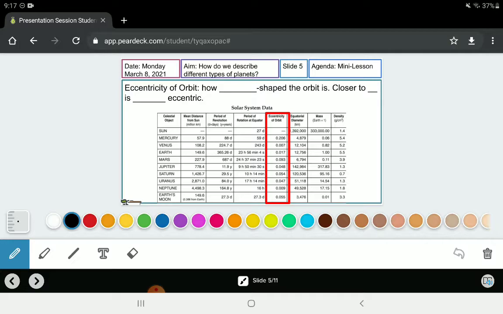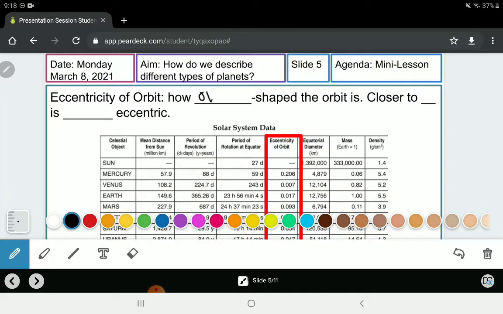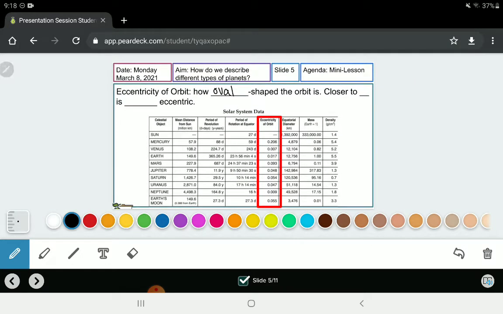So eccentricity of orbit. This is going to be how oval shaped the orbit is. If we remember going over eccentricity last week, that's how oval shaped the orbit is. So notice that all of these numbers are between 0 and 0.206. Well, that just means that they are between 0 and 1.